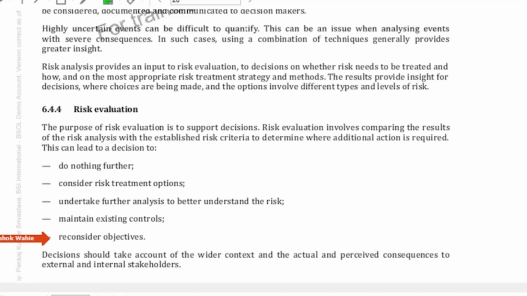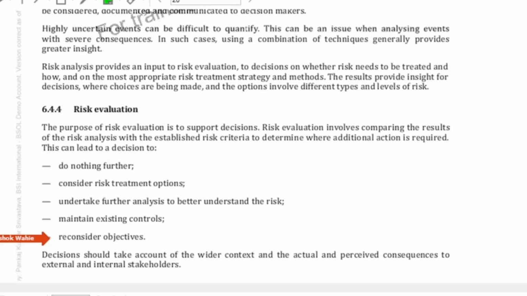So you have to take one of these decisions. What do we do in evaluation? We compare the level of the risk with the criteria and take a decision. What should I do with this risk? Should I do nothing if it is within my appetite? Consider some more options, undertake further analysis, maintain my existing controls, or reconsider objectives.